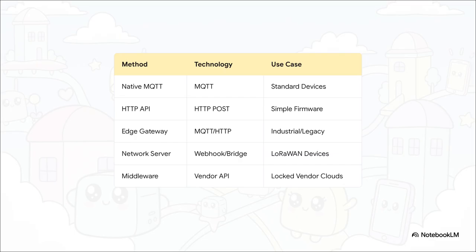For LoRaWAN devices, you're going to integrate with a network server. And what about those lockdown vendor devices? Well, that's where middleware comes in. It's a piece of software that acts as a bridge, pulling data from their cloud so you can send it over to yours. See? Every problem has a specific architectural solution.